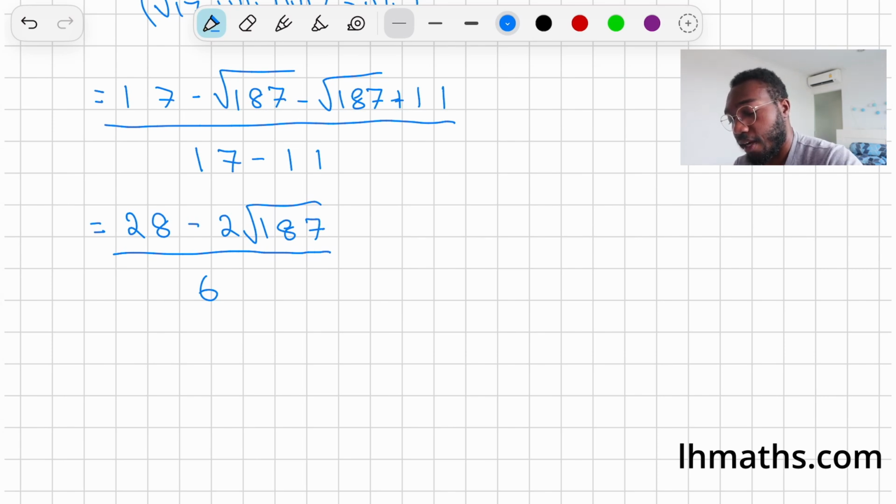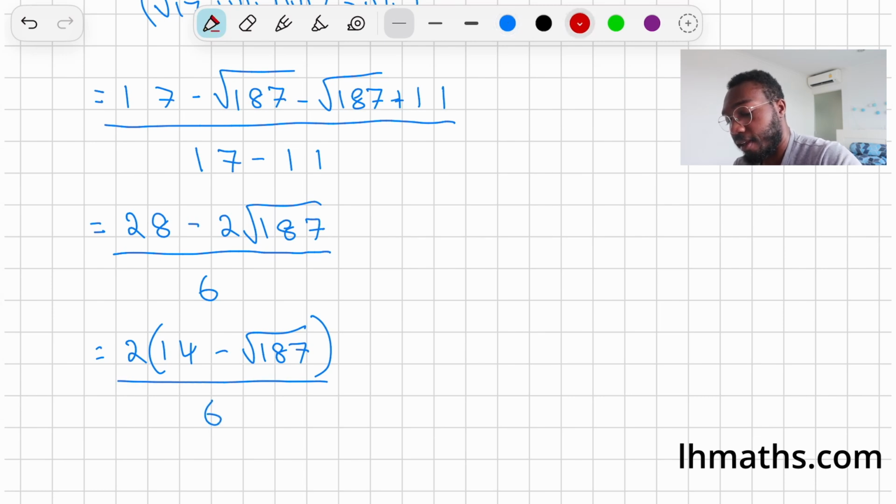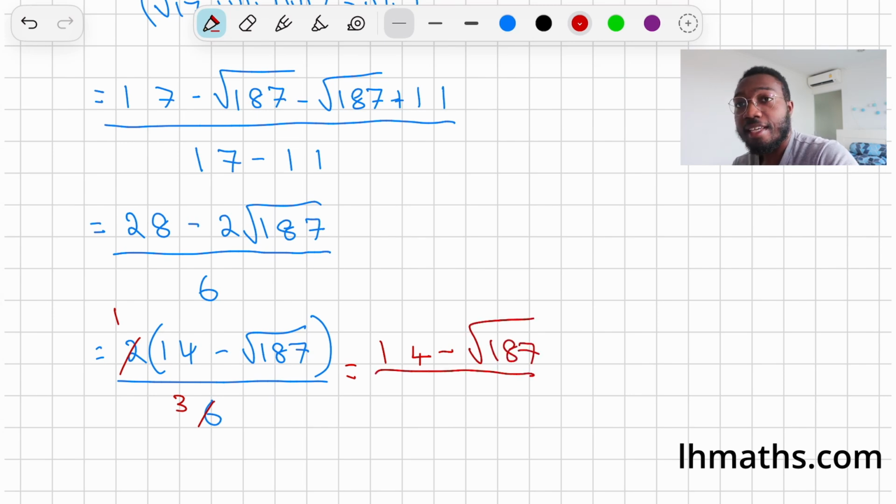So if I quickly just do that here for you, we can rewrite this as 2 and then 14 minus the square root of 187, and that's over 6. And then this can cancel down. This will be 1. This will be 3. So therefore, our answer is 14 minus the square root of 187, and that is divided by 3.